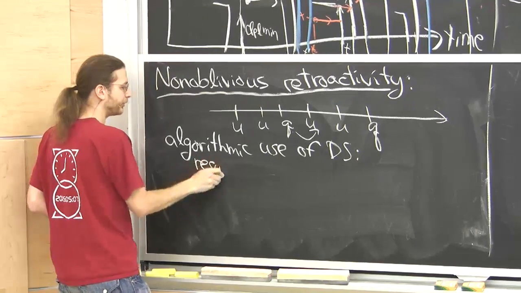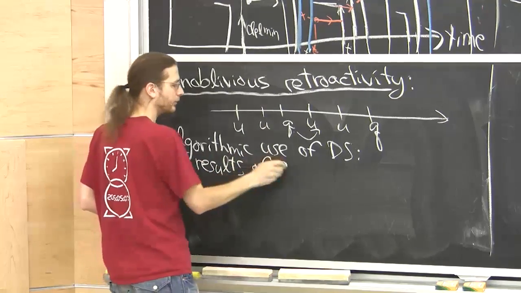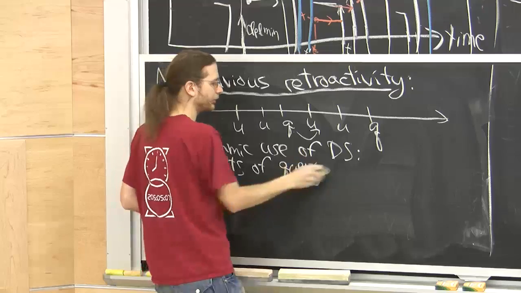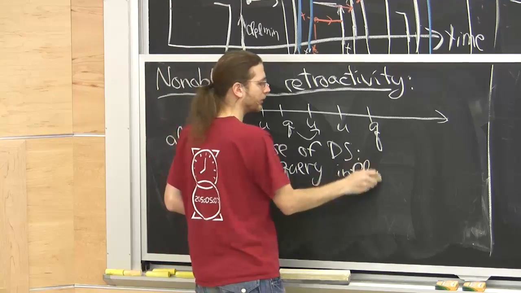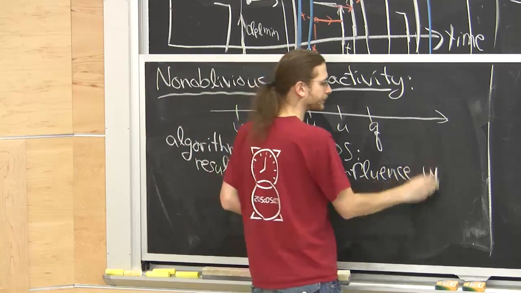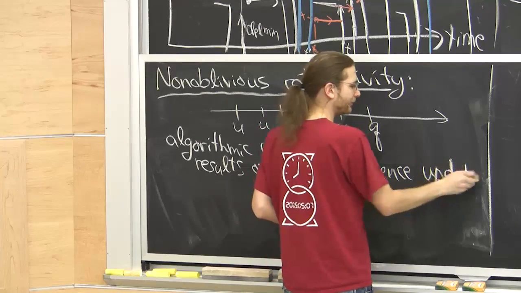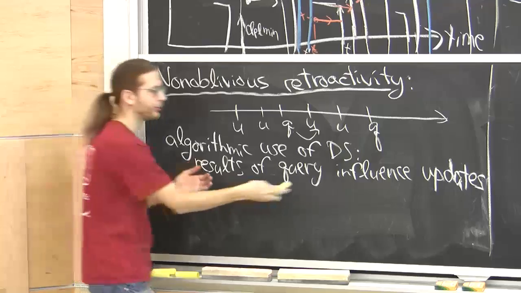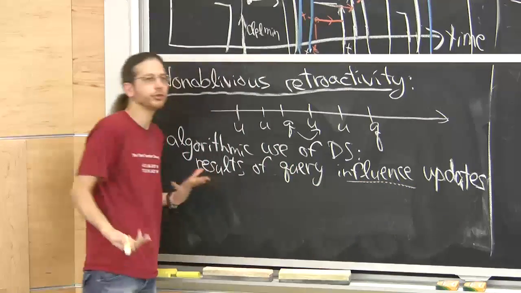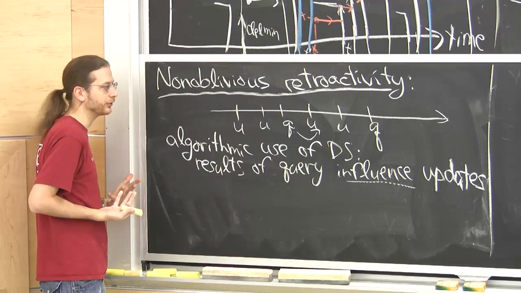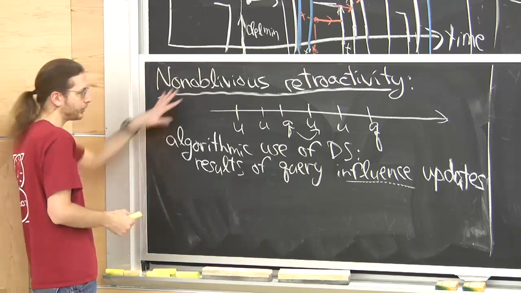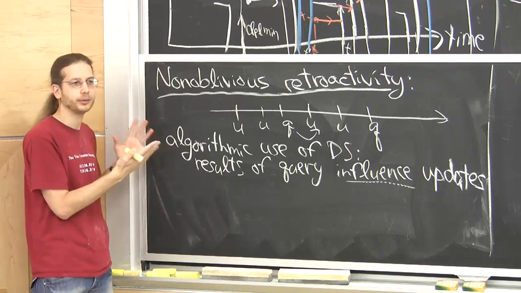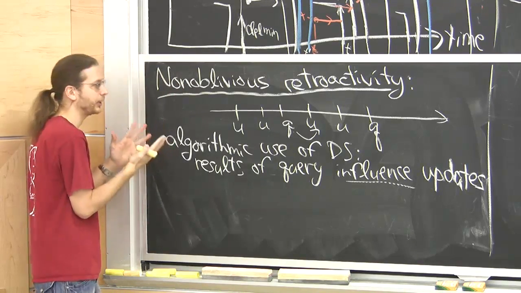Results of queries influence updates, what updates you're going to do. Okay, now this gets a little dicey because what does influence mean? We don't know, because the user somehow depends on these results. But non-oblivious retroactivity is trying to deal with this issue. Can we get something reasonable?